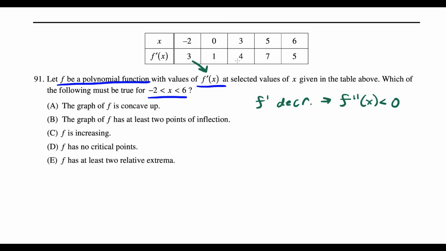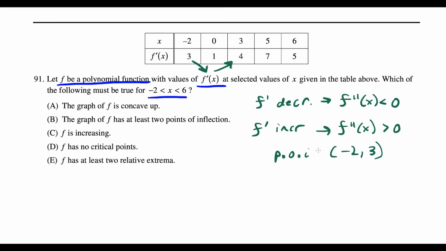And then we go from 1 to 4, which means that f prime is increasing. And if f prime is increasing, that means f double prime goes to being positive. And if we have a sign change in f double prime, that means we have a point of inflection. So we have a point of inflection, which we'll abbreviate, on the interval from -2 to 3. Okay, so we have a point of inflection here.